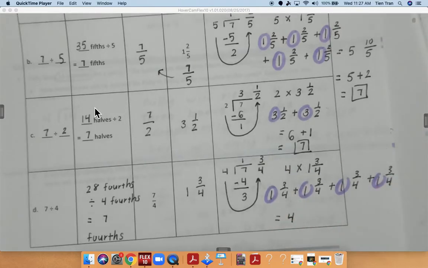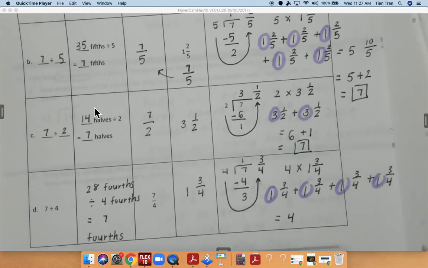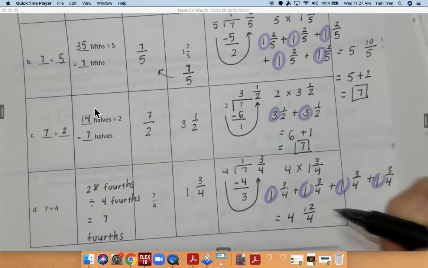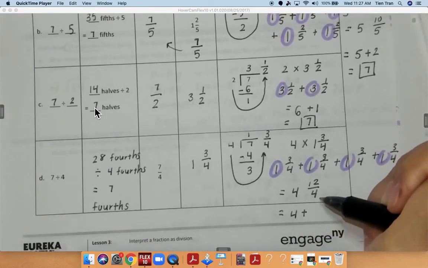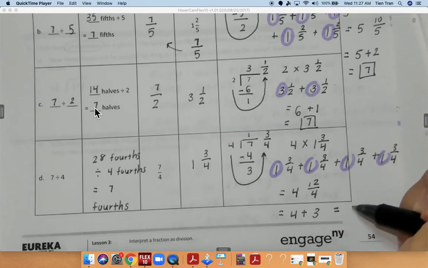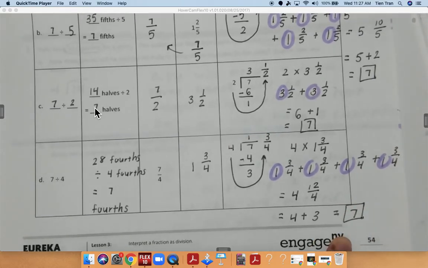And then we have our numerator. 3 plus 3 plus 3 plus 3 is equal to 12. So I have 4 plus, what's 12 divided by 4? That is equal to 3. And 4 plus 3 is equal to 7. So my final answer is 7.